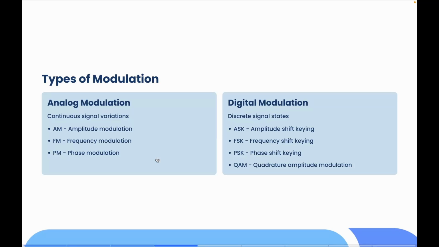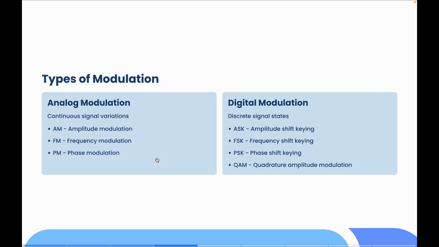There are two types of modulation: analog modulation and digital modulation. Analog modulation involves continuous signal variations. There are three types of analog modulation. Amplitude modulation: the height of the carrier wave changes, while frequency and phase remain constant. It is used in AM radio broadcasting.